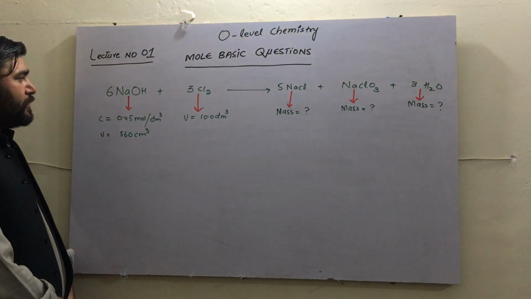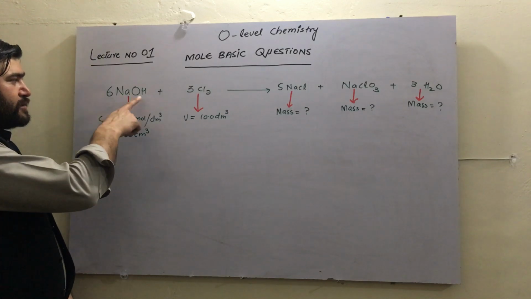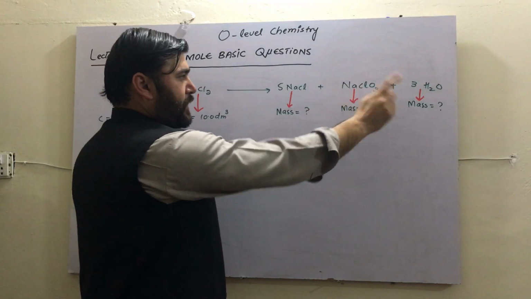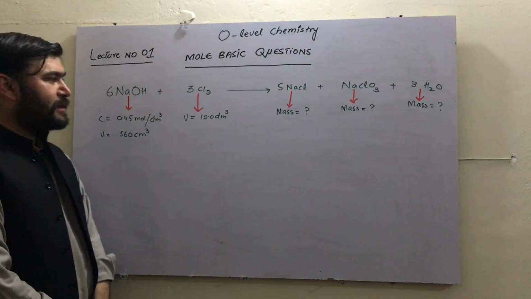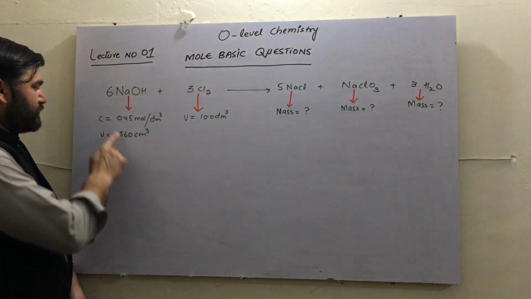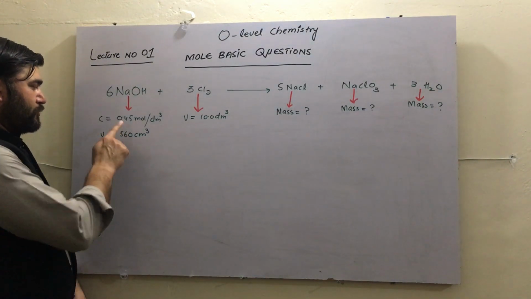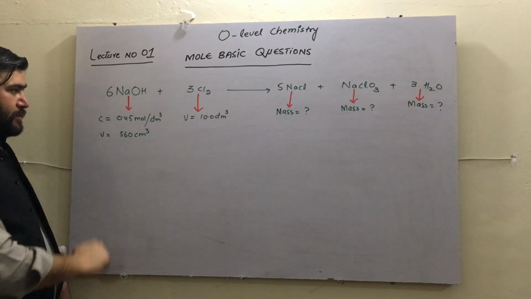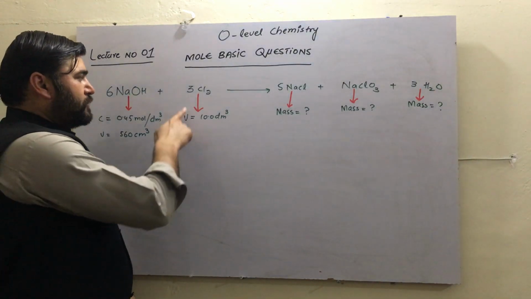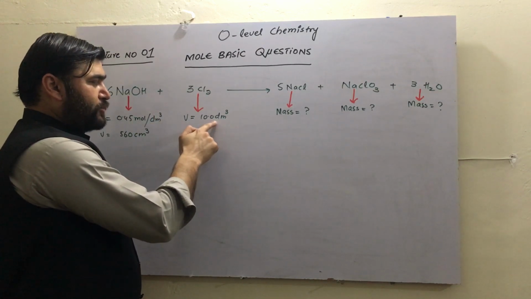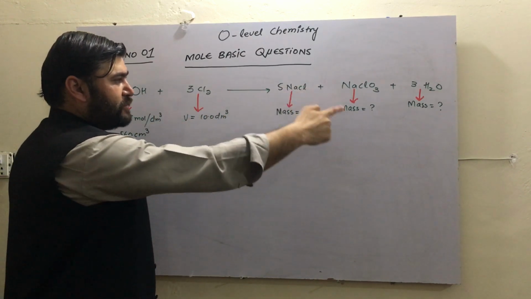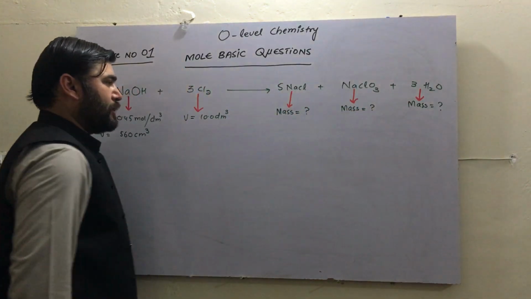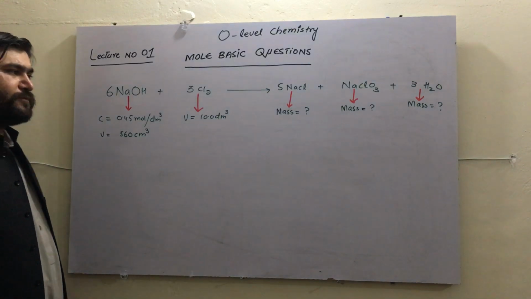This question tells us about 6 NaOH reacting with 3 Cl2 to form 5 NaCl and NaClO3 plus 3 H2O. Some data is also provided in this question. The concentration of NaOH, sodium hydroxide, is given as 0.45 mole per dm cube, and the volume is also given, that is 560 centimeter cube. The volume of chlorine gas is given as 10.0 dm cube, and the masses of these three substances, NaCl, NaClO3 and water, will be calculated from the given data. So this is a very easy question.